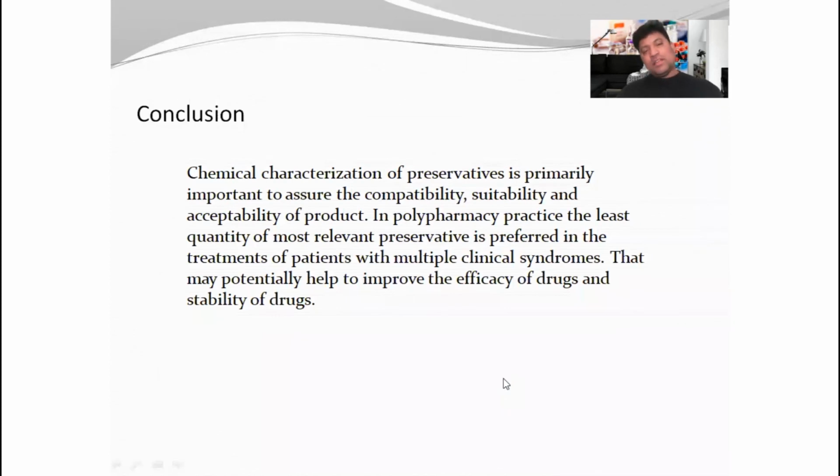So at last, in conclusion, we can say that the chemical characterization of preservative is primarily important to assure the compatibility, suitability, and acceptability of product. In polypharmacy practice, the least quantity of the most relevant preservative is preferred in the treatment of patients with multiple clinical syndromes, which may potentially help to improve the efficacy of drugs and improve its stability too.